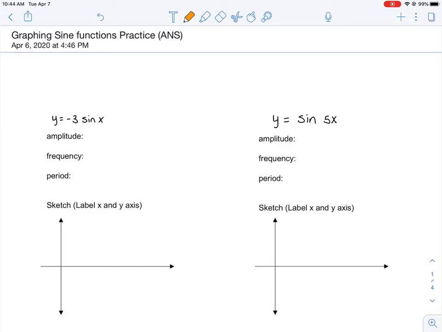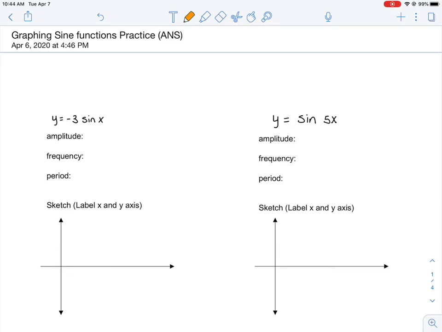Hi guys, so for today we're just going to continue to practice graphing sine functions and looking at amplitude, frequency, and period. So you do not have these questions. These are just a few extra practice questions of some things that I've noticed that I just want to point out. So you're going to do 4 of them that look like this for your assignment today.